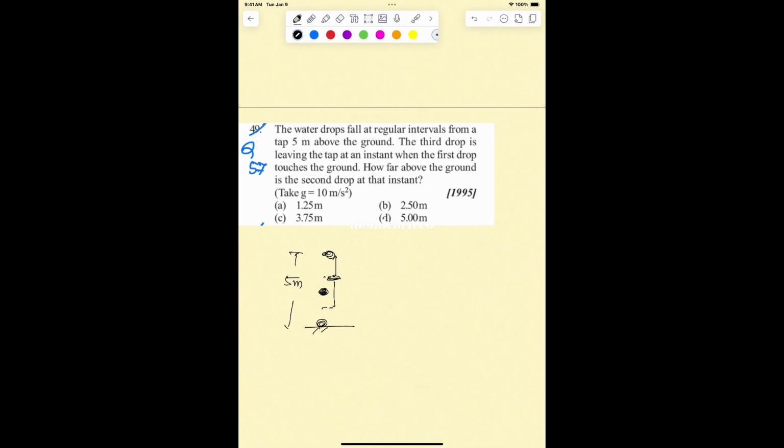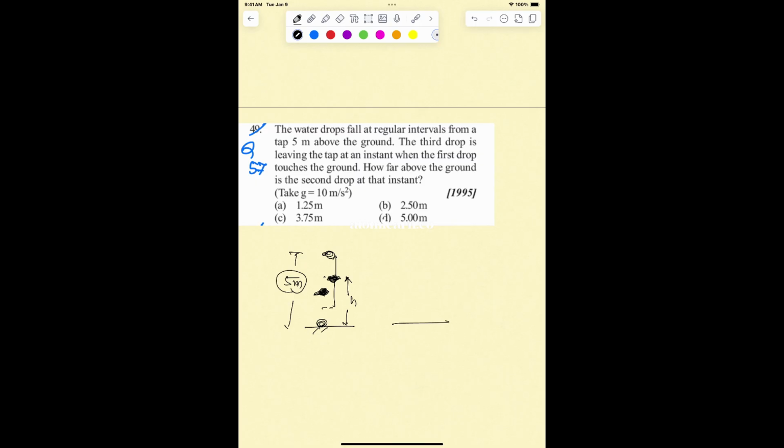Now, how far above the ground is the second drop? They are asking what is this particular height h, because the second drop is going to be here. What is the height h, given that this is 5? How to find this? This is 5 meter. What about this? Think how you are going to find it. Okay, now let me give you a clue.